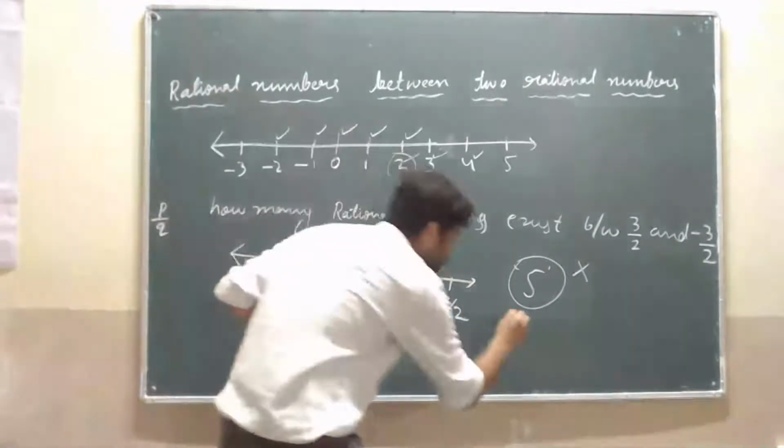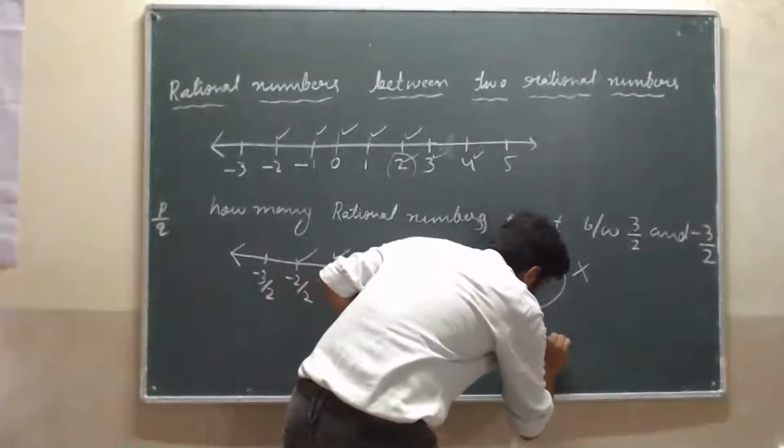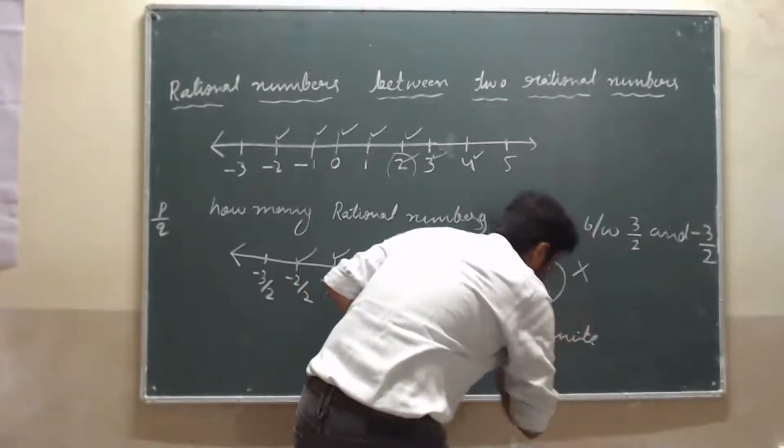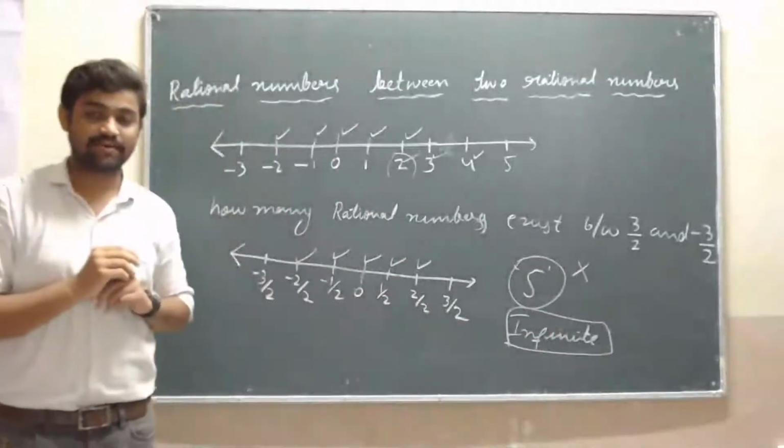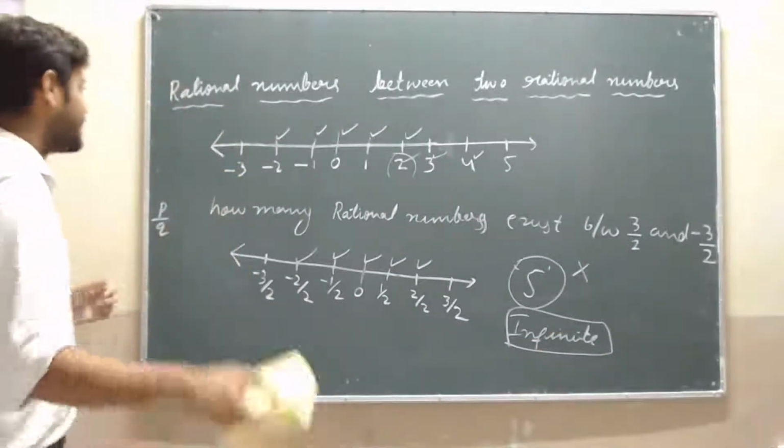That is, infinite. Infinite rational numbers are between any two rational numbers. How, sir? Just see here, I will explain to you.